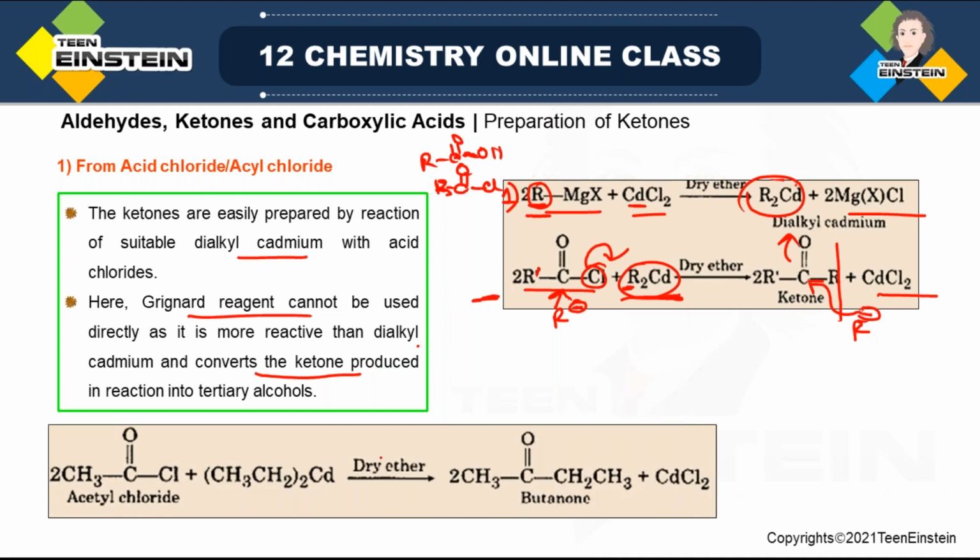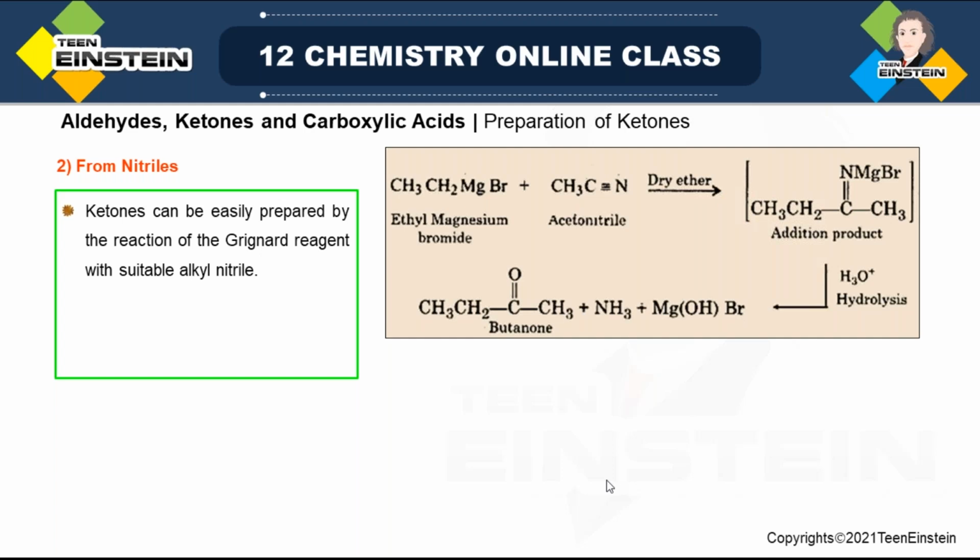Now this is a general example. If you take an actual example, suppose R2Cd where R group is ethyl group, that is Et2Cd, and acid chloride we have taken acetyl chloride, CH3COCl, which is a derivative of acetic acid, CH3COOH. In presence of dry ether, we are getting CH3COCH2CH3. So this is the R group which is coming from acid chloride, and this is methyl, and the other side of carbonyl, which is ethyl, that is coming from the cadmium reagent. Okay, so in this way we can prepare ketones.